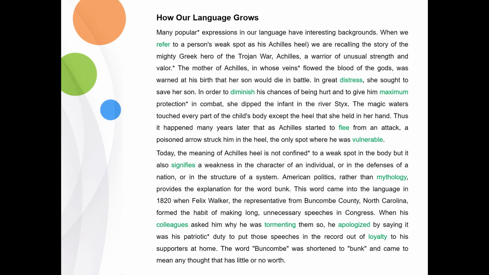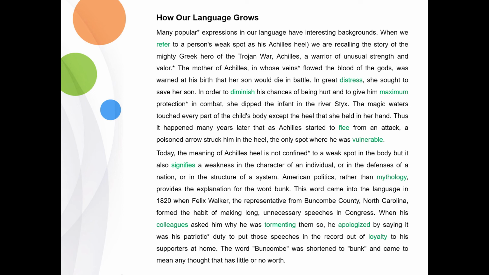In order to diminish his chances of being hurt and to give him maximum protection in combat, she dipped the infant in the river Styx. The magic waters touched every part of the child's body except the heel that she held in her hand.